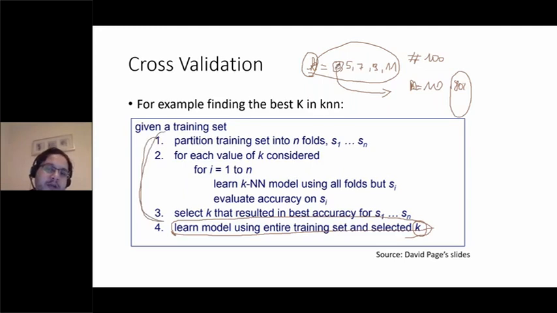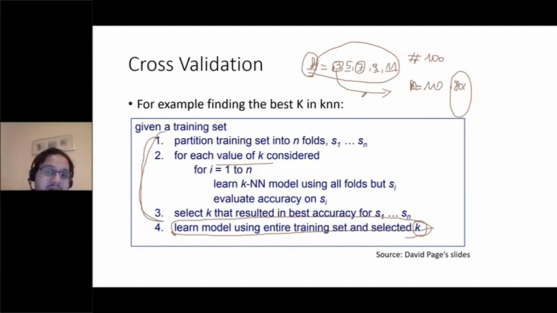So we picked a structure of the model, K equals 3. We did the cross-validation for it, dividing into n folds and evaluating across all of them. Let's do 10 trainings, evaluating 10 times, doing the sum, and seeing the accuracy score for K equals 3. And we do it for all the Ks, for each value. We end up with an accuracy for all of them. And we select the best K. Say we found out that K equals 7 gives the best accuracy.